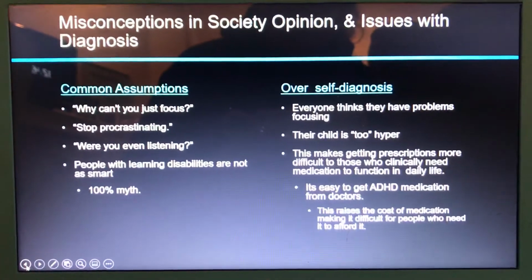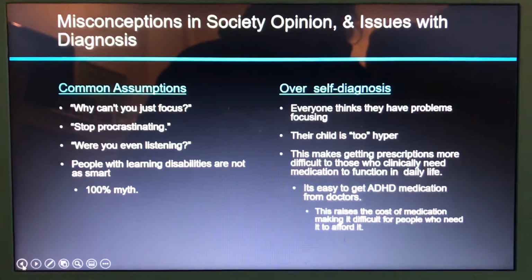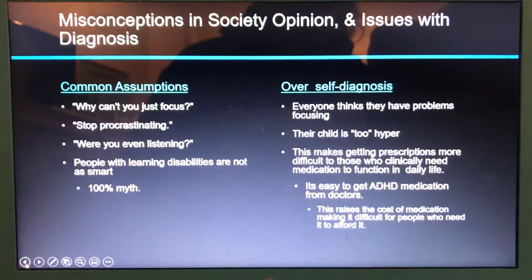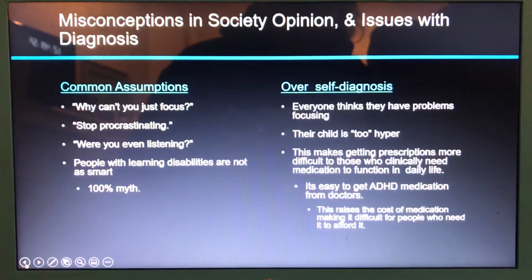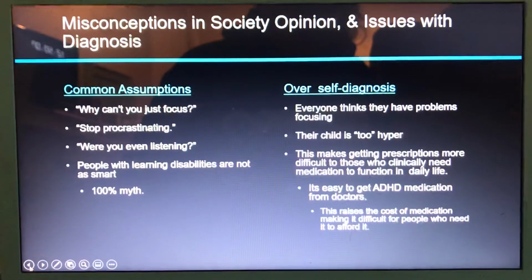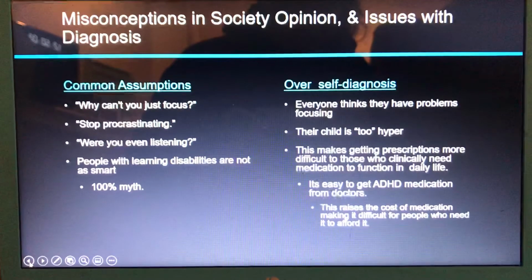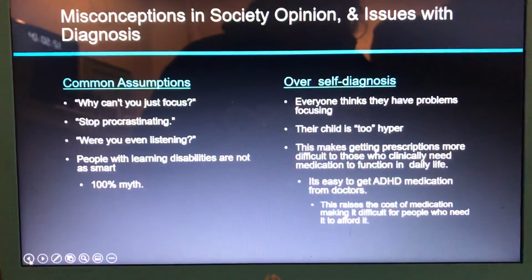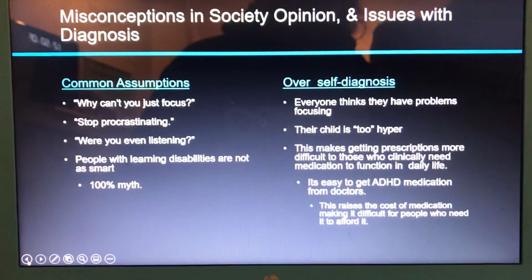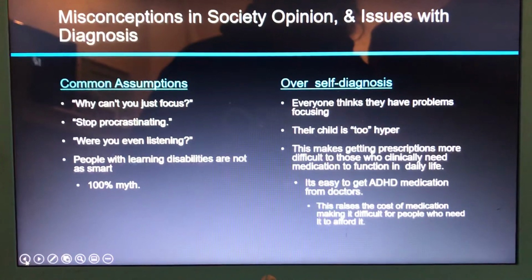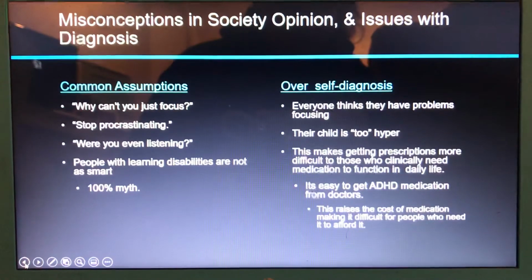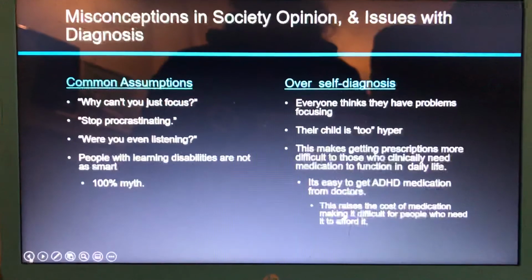Some misconceptions and societal opinion, as well as issues with diagnosis. So some common assumptions that individuals with ADHD often hear that can be very frustrating to the individual are things like, why can't you just focus? Stop procrastinating? Were you even listening? Those are all things that people with ADHD hear very frequently.